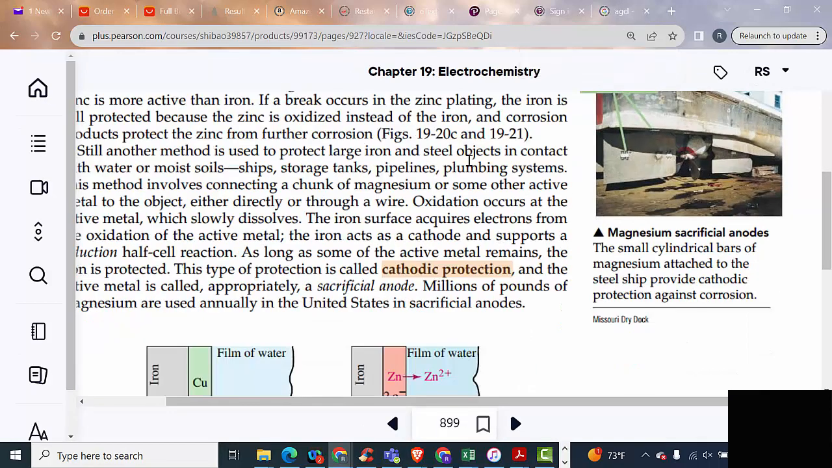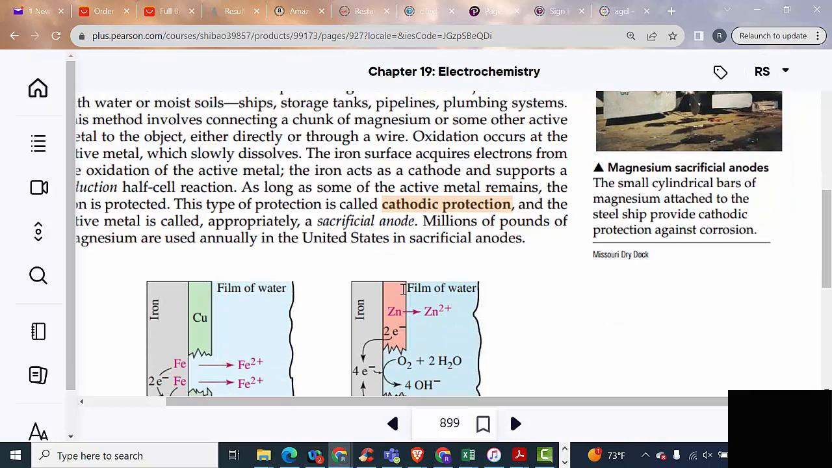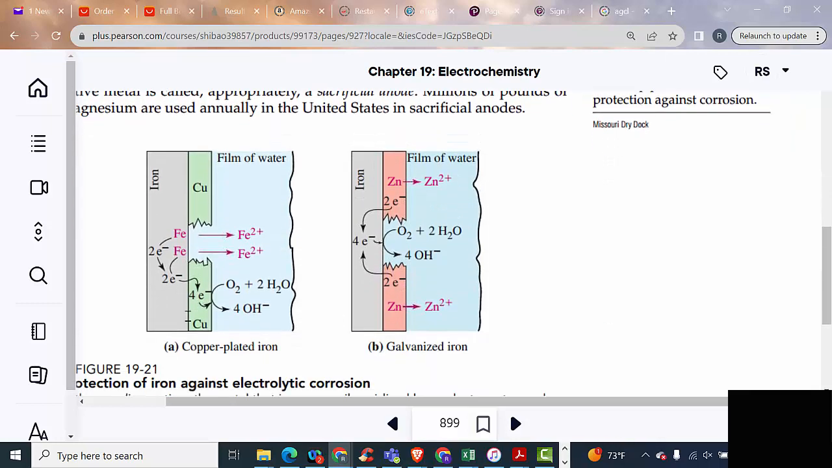It's called sacrificial anode because we want to protect the cathode. And so this type of protection is called cathodic protection, or alternatively sacrificial anode. We're protecting the cathode. Copper plated iron is not effective, because you have these gaps. Once you have a gap, forget it. But zinc plated iron is good.